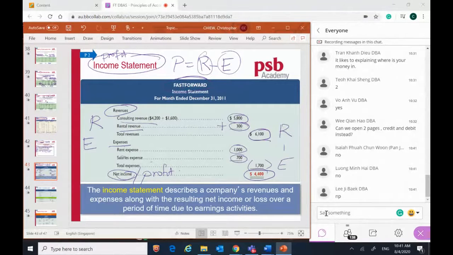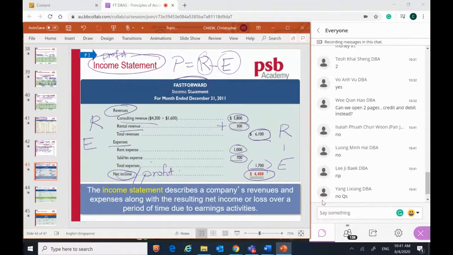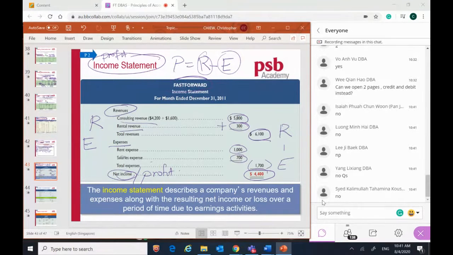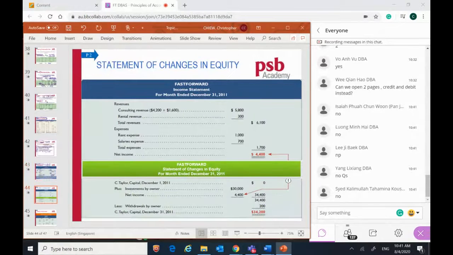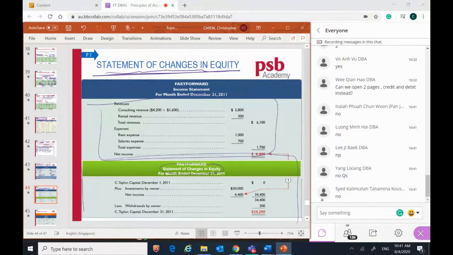Okay. So this statement, this report, this is called the income statement. So how much did the company earn? $4,400. All right. The second statement, the statement of changes in equity, is the one below. The top one is the income statement, I showed you already. So now let's look at the one in green here. Statement of changes in equity.